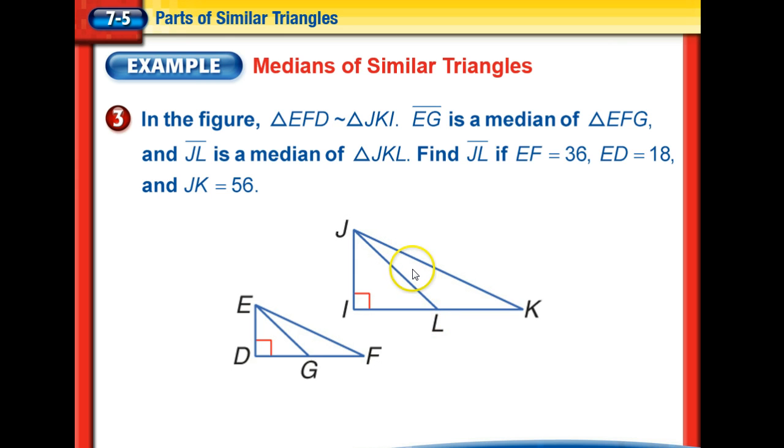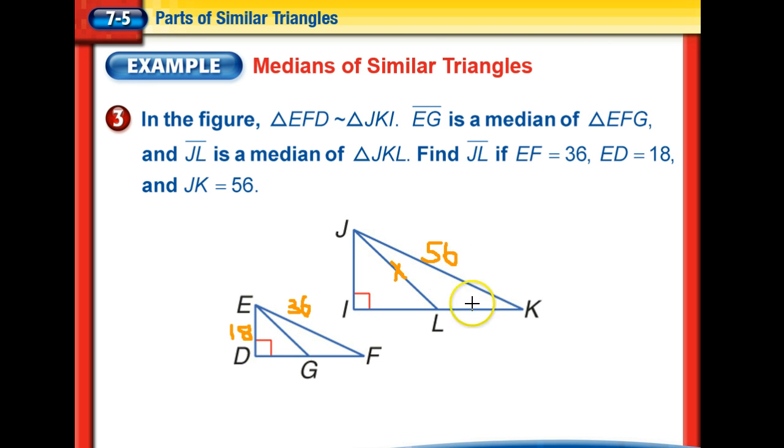We need to find JL, and again, I really wish this would give me my ink tools. Let's see what this does. Hang on. Hey, we'll see. Okay, so we need to find JL. There's my X. If EF is 36, I'm writing with a mouse, so I'm sorry it's not beautiful. ED is 18. What do you mean my handwriting's never beautiful, mouse or no mouse? That's not very nice. And JK is 56.